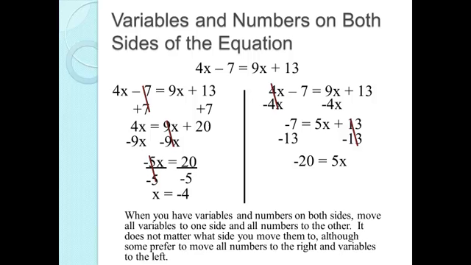Finally, to get rid of the 5, I would divide by 5 on both sides. The 5's would cancel, leaving me with negative 20 divided by 5. Negative 20 divided by 5 is negative 4. Notice either way I chose to start out, I still got the same answer of negative 4.